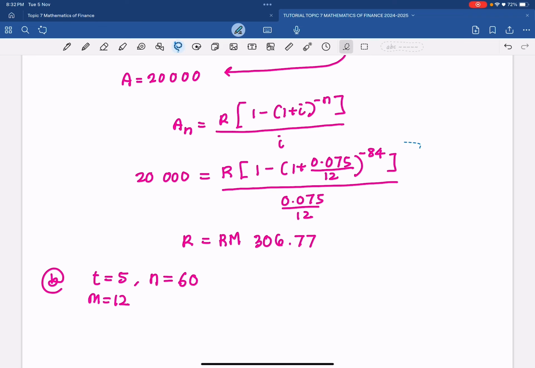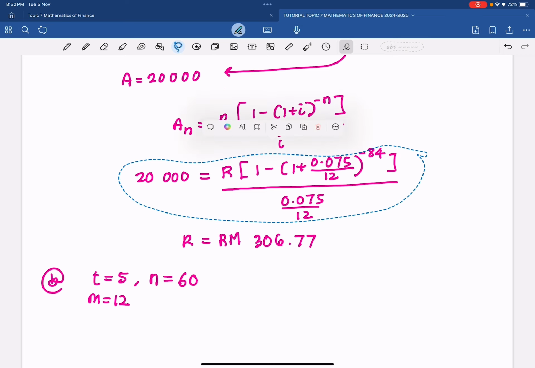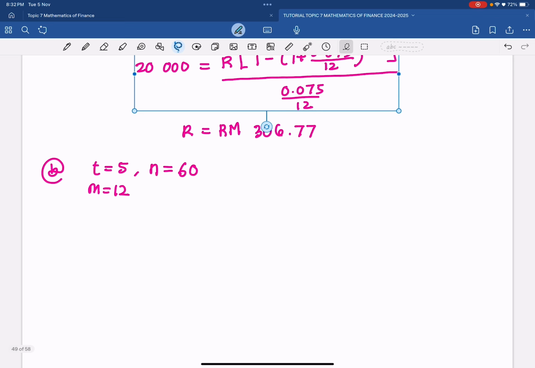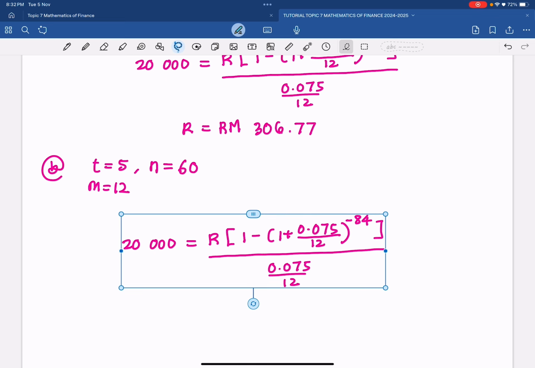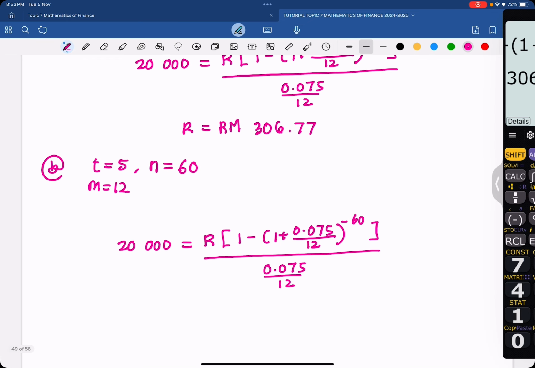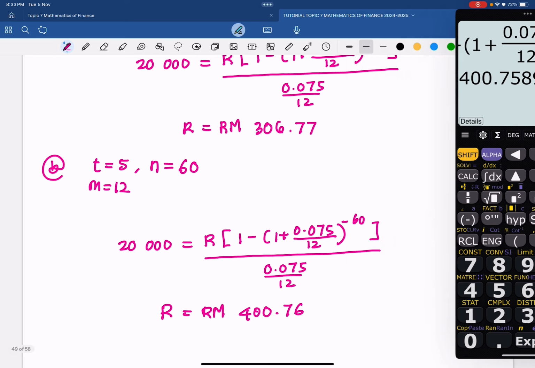Okay, so formula yang sama. Cuma kena gantikan yang ni dengan 60. That's all. Okay. So dia akan dapat R dia RM 400.76. Okey. So sekarang kita nak tengok berapa banyak dia boleh jimat.